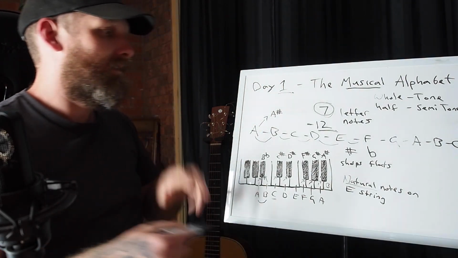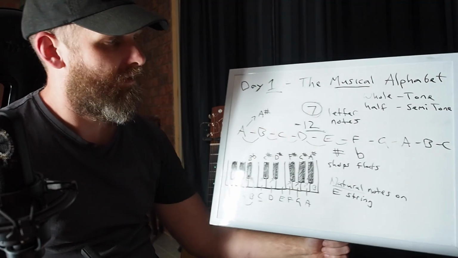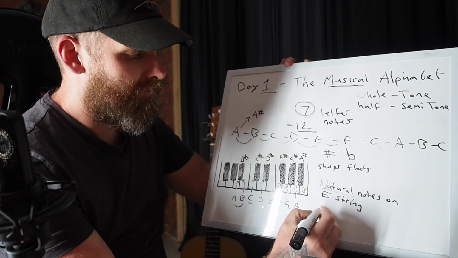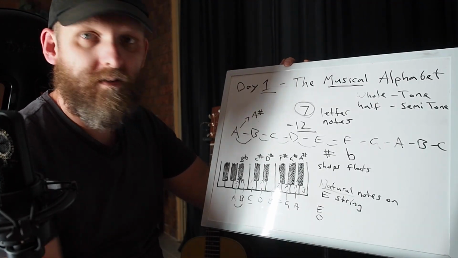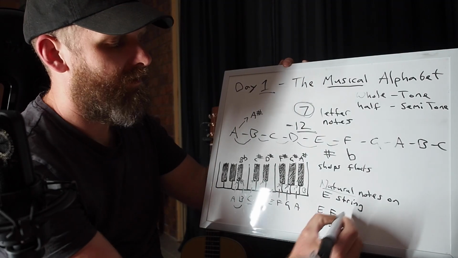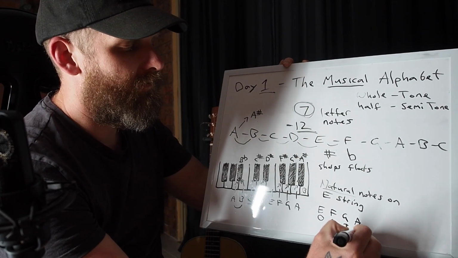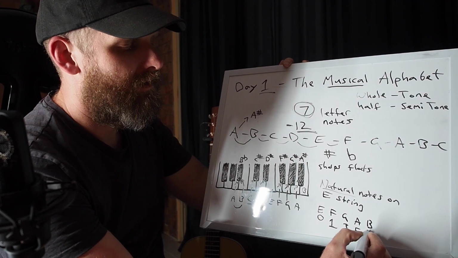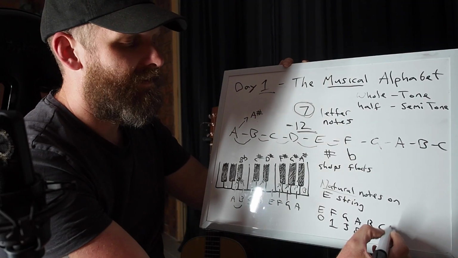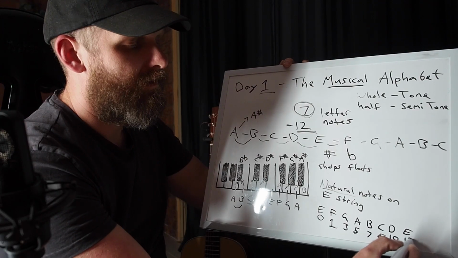Now, the fret numbers is also something you should learn. Okay, so we're going to put that just down the bottom here. So E, 0, meaning open. F, 1, first fret. G, 3rd fret. A, 5th fret. B, 7th fret. C, 8, D, 10, E, 12th fret.